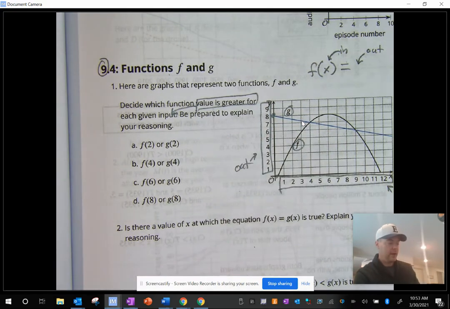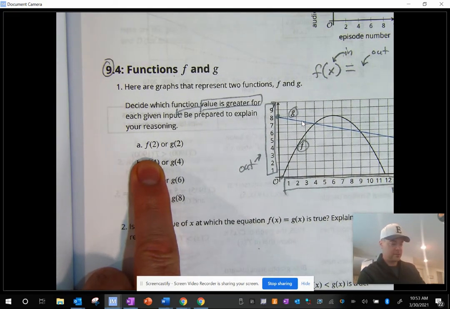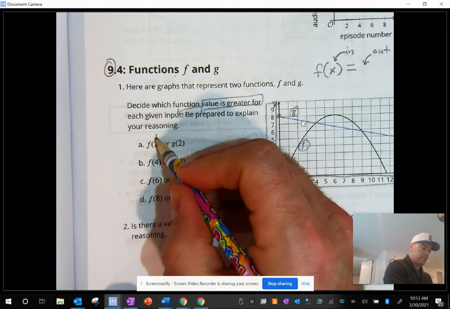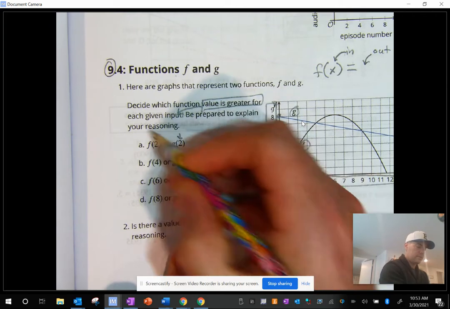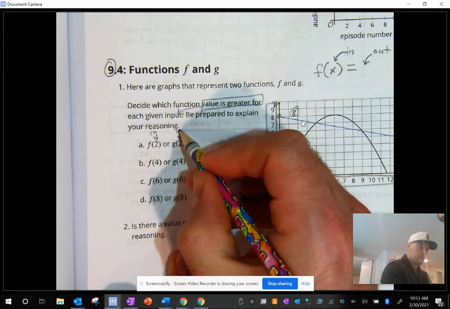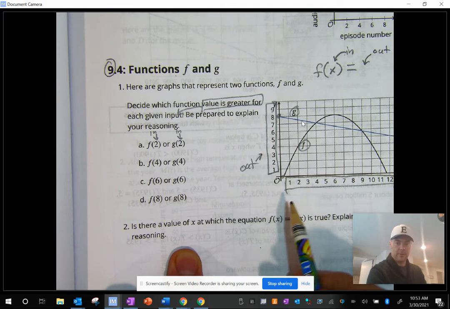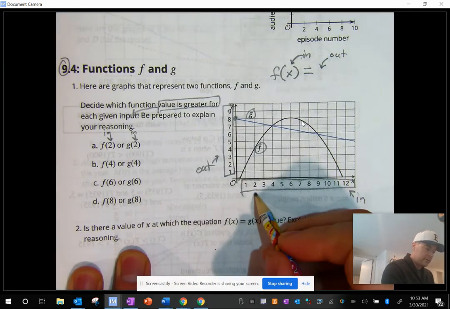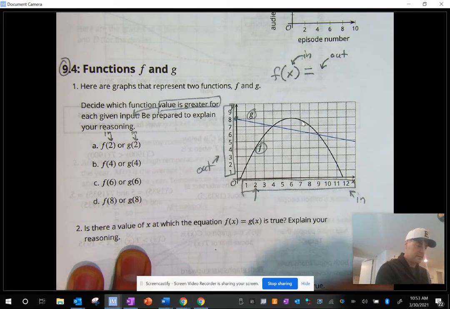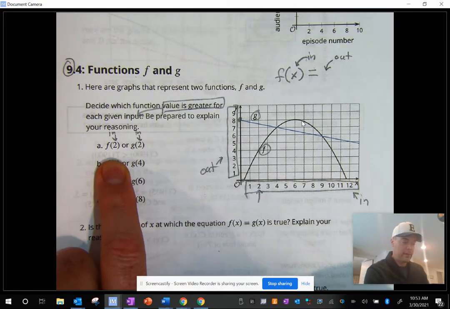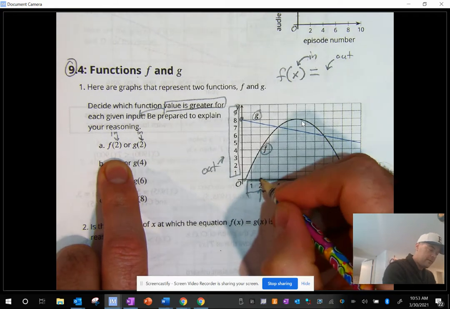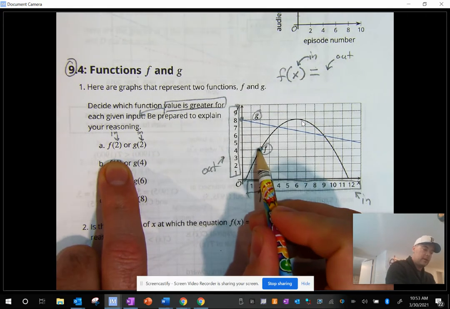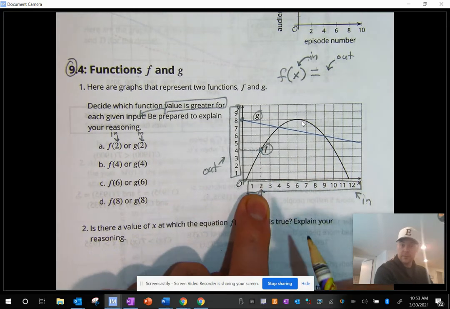When they're asking us about these two functions, f of 2 and g of 2, we're talking about the same input, number 2, right? So these are both my inputs. If I go down to my inputs, which are these numbers down here, we're going to this number 2. This is our first input. And what we're doing is comparing how high graph f is, or what the output is at the input of 2.